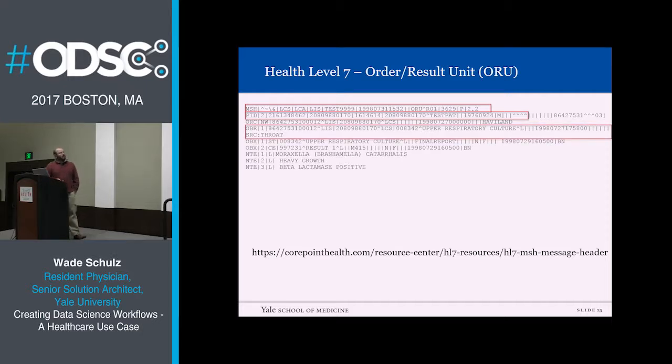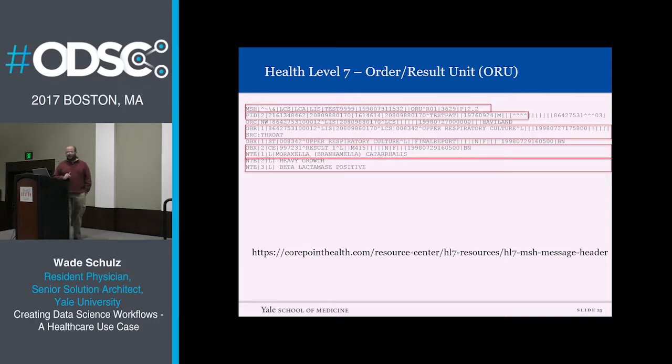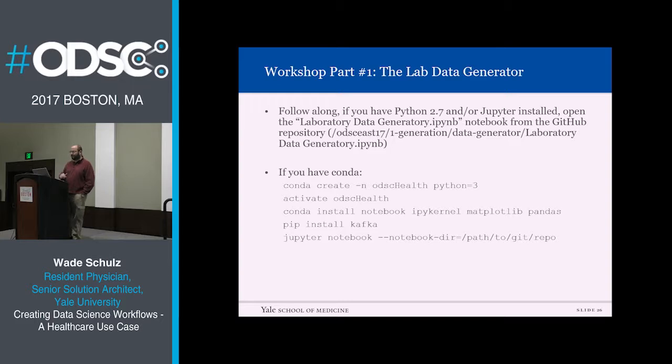The OBR is the actual order. For this HL7 message, this was an order for an upper respiratory culture, and the source was the throat. And then the OBX is the result and then associated notes. The result of this is that there was a positive culture for Moraxella with heavy growth, and it was beta-lactamase positive. You don't always need to know all the details, but those are the core or key points of each of those messages.